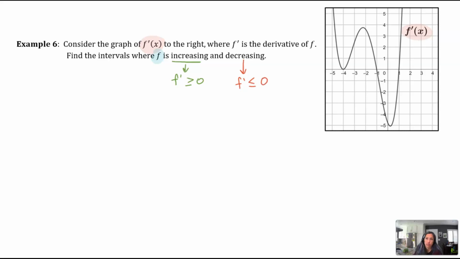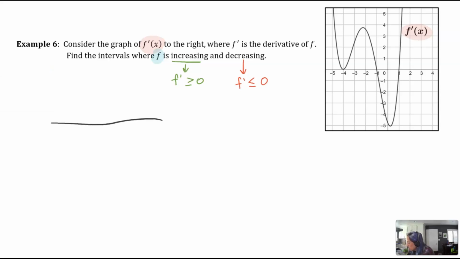Now, we cannot let ourselves get excited by the fact that I can see intervals of decreasing and increasing on my f prime graph, because that's not what I've been asked for, right? I want to know when my f prime graph is positive or negative, not when it's increasing or decreasing. We'll get there eventually, but for now, this is what we want.